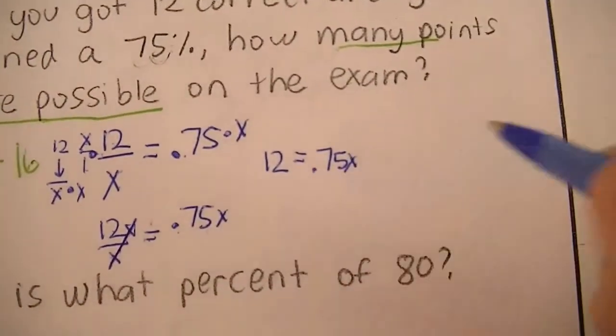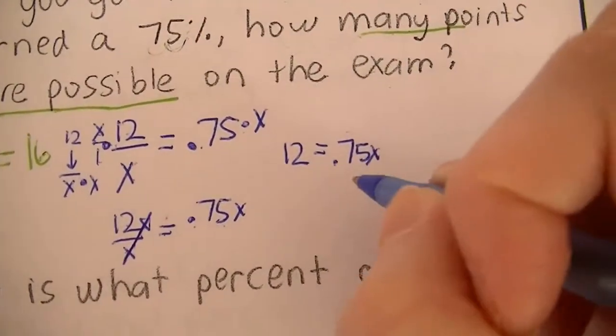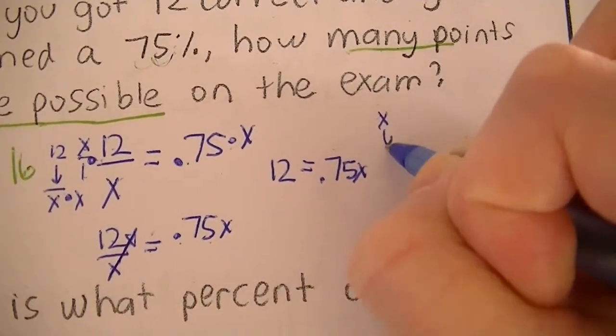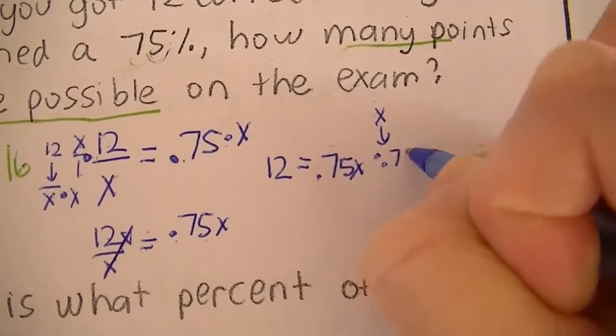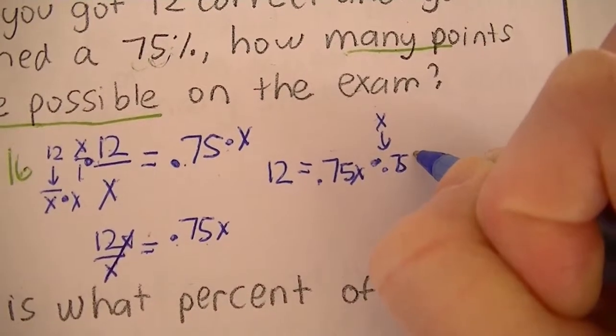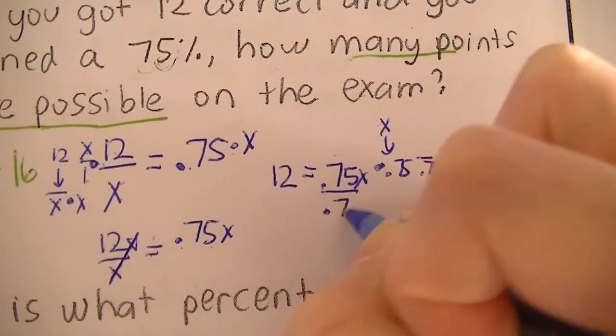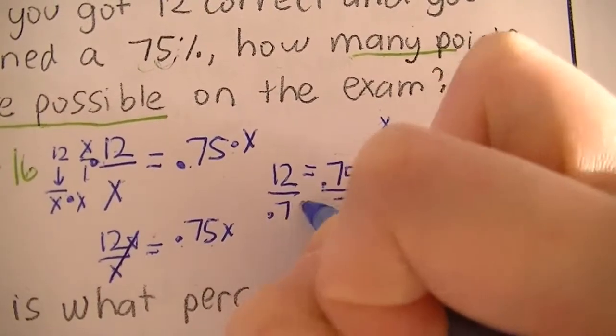Okay, we're not done because x is not by itself yet. So now it's in the form that you're totally used to, I hope, where you would just start with x. Then we multiplied it by 75 hundredths. So the inverse operation of multiplying by 75 hundredths is to divide by 75 hundredths. And you'll do that to both sides of that equal sign.